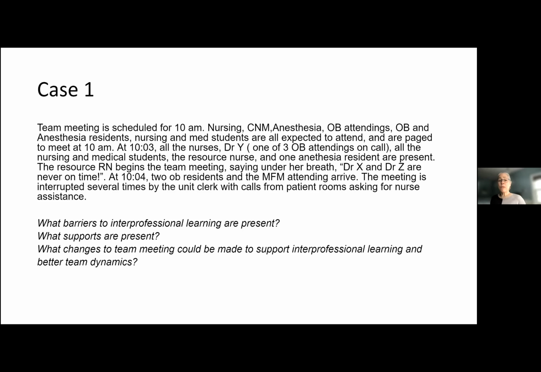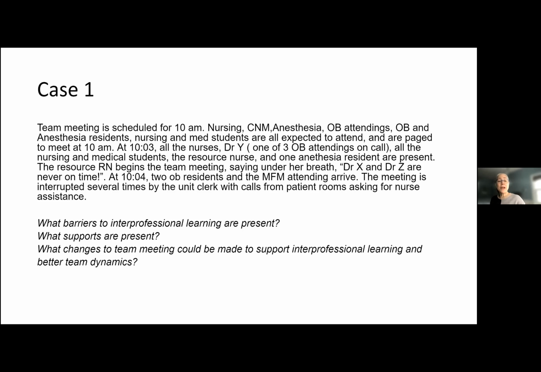But the meeting is interrupted several times during presentations of the patients by the unit clerk, who is interrupting with calls from patient rooms asking for nurses' assistance. So I think we can all appreciate the difficulties here in this scenario for how interprofessional learning might happen.